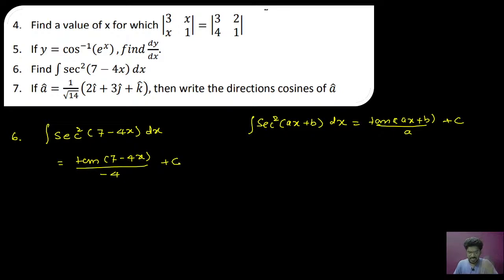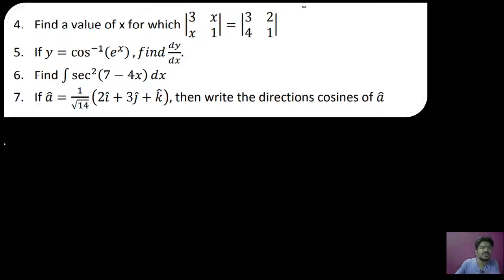You have to take care of the formulas, because here you have the ax plus b form. So you just remember the ax plus b formula. Secant square (ax plus b) means tan of (ax plus b) divided by a. Don't forget this. Okay, now we can go for the seventh one.